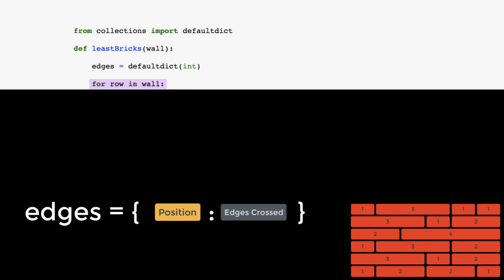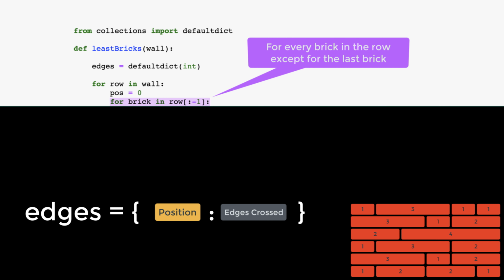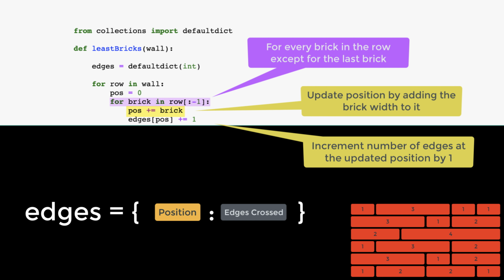For every row in the wall, we first set our position to be 0. Then, for every brick in the row except for the last brick, we update our position by adding the brick width to it. Then we increment the number of edges found at that position by 1.